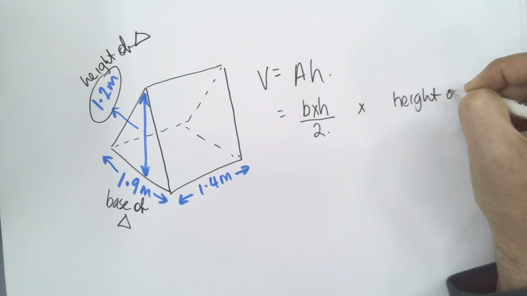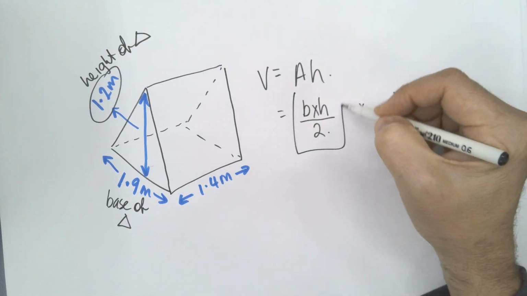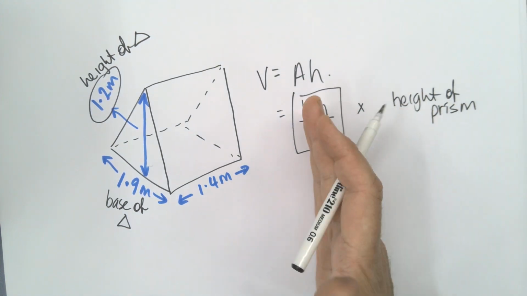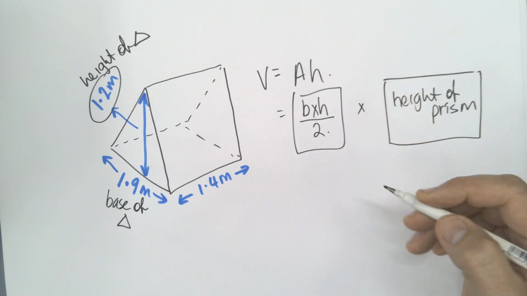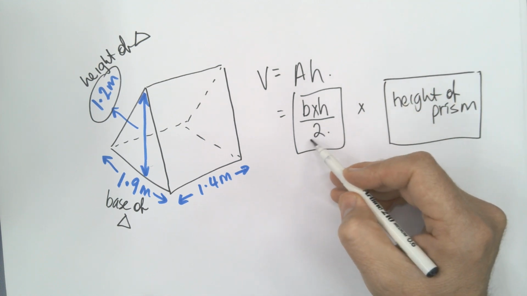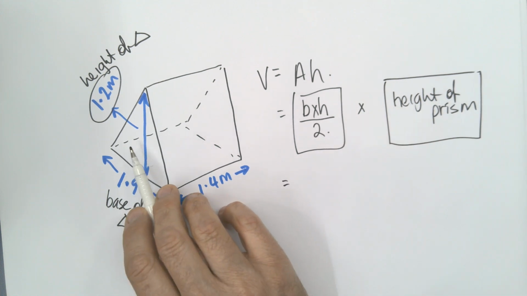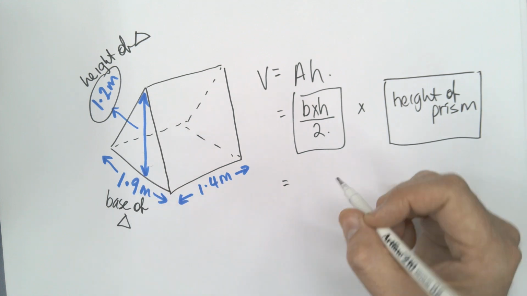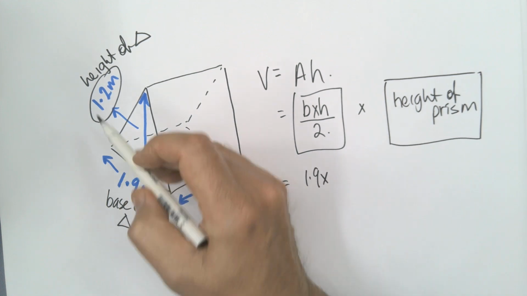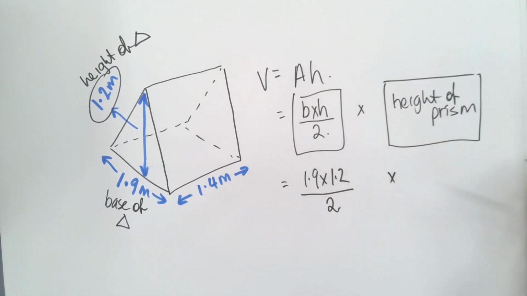Times height of prism. All right, so just looking at this bit here, there's like two parts of it. Okay, you got the area of the base, and then you got the height of the prism. All right, so you just got to focus on the flat shape that is the base. All right, now in this case, it's this triangle. All right, so you've got 1.9 as the base, 1.2 is the perpendicular height, and you would divide that by 2.